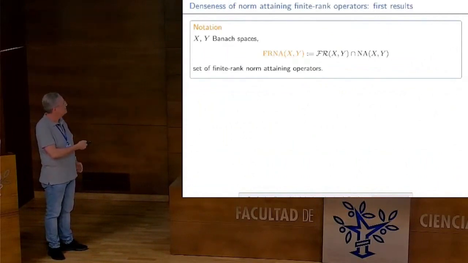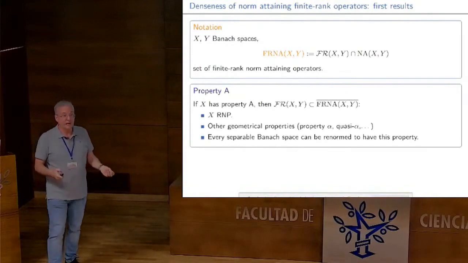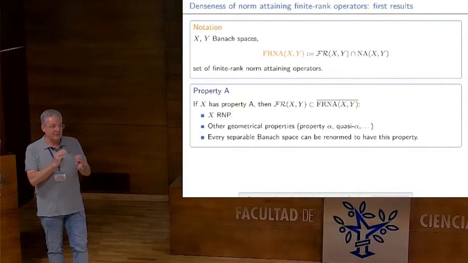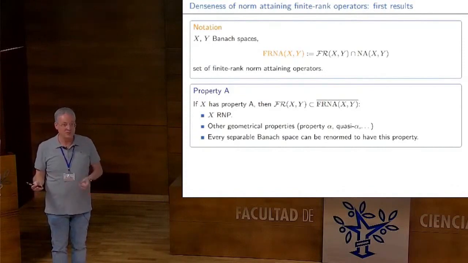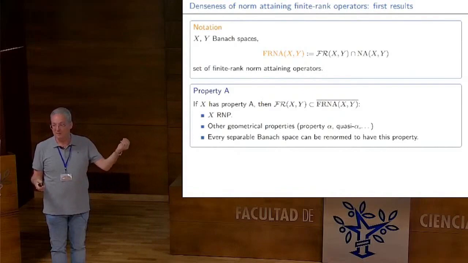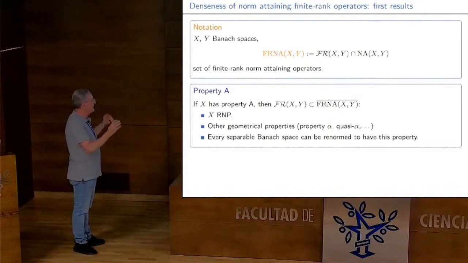First, just the notation: finite rank non-attaining operators, a self-explained notation. If you have property A, what does property A mean? That an operator from X to Y can be approximated by non-attaining operators. If your starting operator is compact, you cannot assure that the approximating operators are compact; you don't know this from the definition. But if your operator is finite rank, just take the range as the target space, and then you approximate, and then you see the operator going to Y. Then what is true is that if you have property A, the closure of the finite rank non-attaining operators contains the finite rank operators. So RNP, alpha, quasi-alpha, every separable Banach space can be renormed to have this property. Well, it's not interesting.